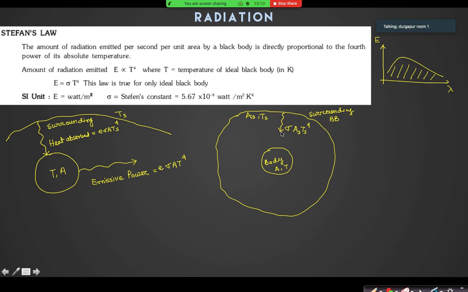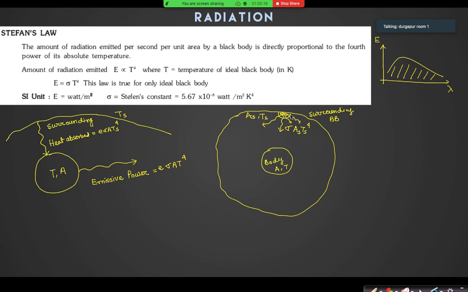Now one question: will all the radiation that is emitted by the surrounding body fall only on the body? My question is, will all the power or energy per second radiated by the surrounding body fall only on the body? No, sir. Definitely not. If you take any particular cross section area, it is radiating not in one direction, but in every direction. So it is known as hemispherical radiation because this radiation is inside a hemisphere.